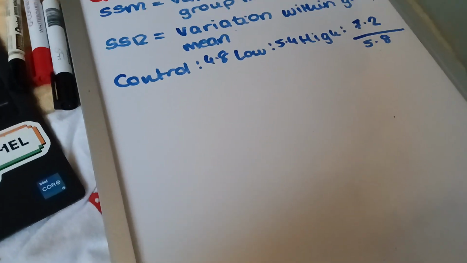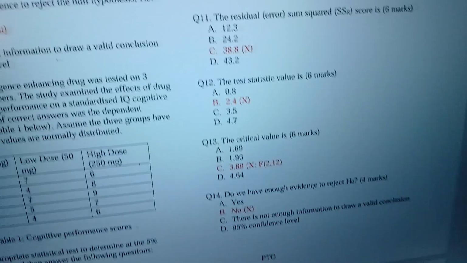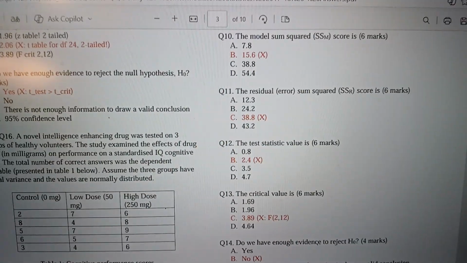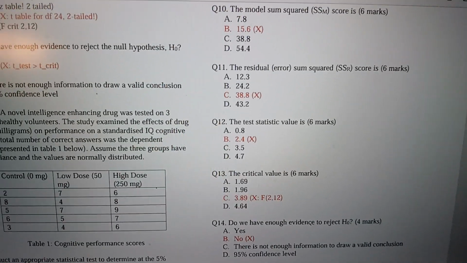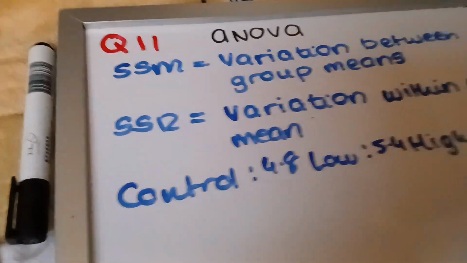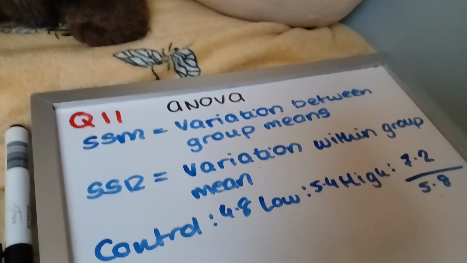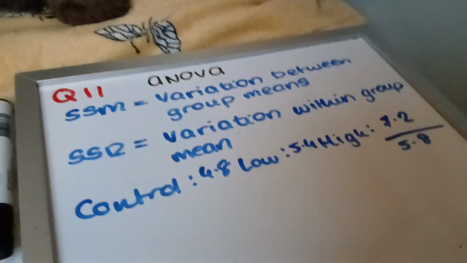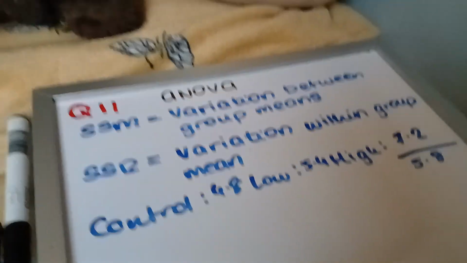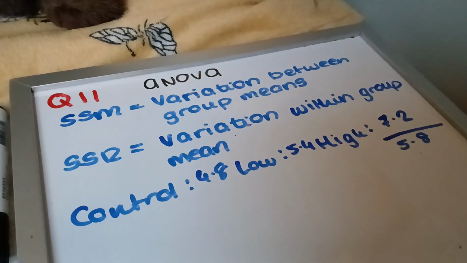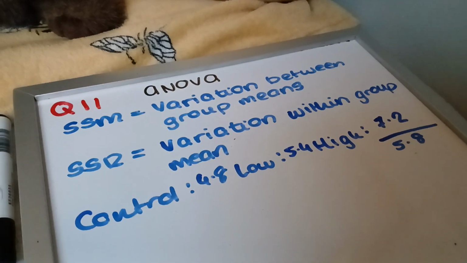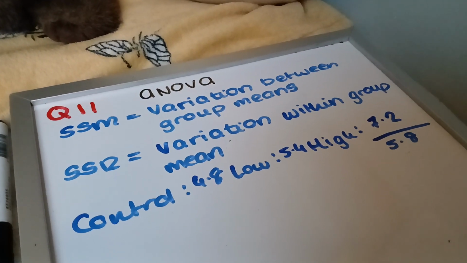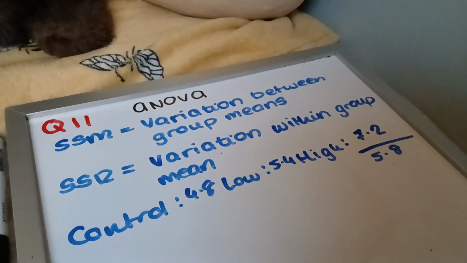So for question 11, it's asking you to find the residual error sum squared. So it's different from the model sum squared. The difference is the SSM, the model sum squared, is looking for the variation between the means of the groups, so the overall group means. But the SSR, which is what we're looking for in this question, is looking for the variation within the groups. So variation between groups is SSM, and SSR is variation within groups.